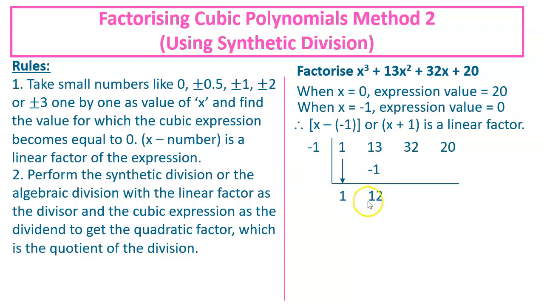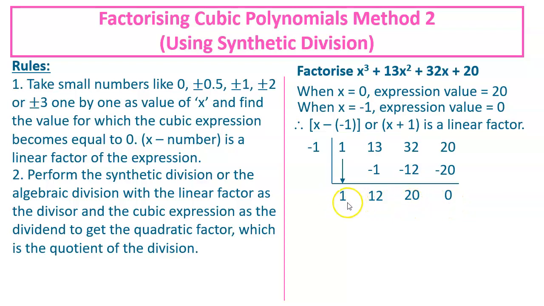Again, we multiply 12 with this minus 1. The product is minus 12, which we write over here. And we add these two. 32 minus 12 is 20. Minus 1 times 20 is minus 20, which we write below 20. And adding 20 and minus 20, we get a 0. This last number is the remainder of the division, which is equal to 0 in our case.